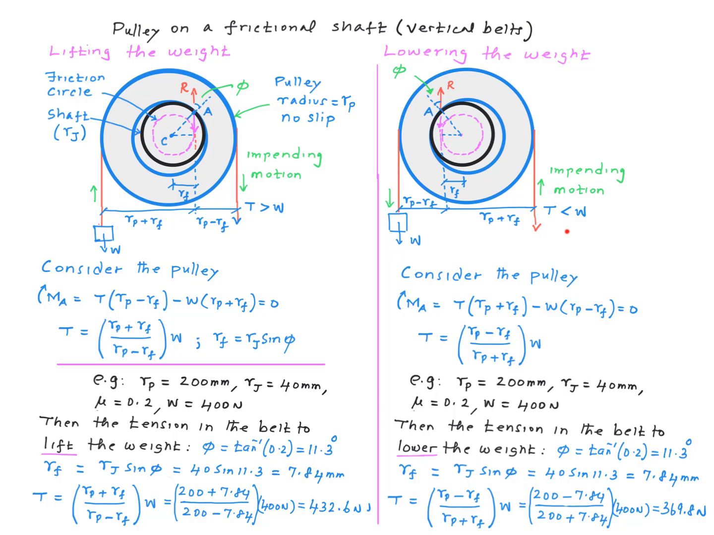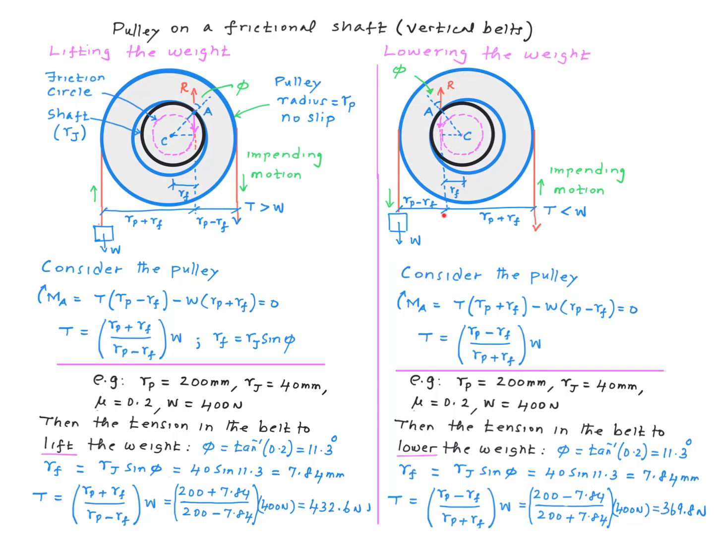And in this case, T is going to be less than W, and therefore the torque due to the forces in the belt is going to be counterclockwise. So you need a countering moment in the clockwise direction. The contact force R will have to be on the left side this time. So the contact A moves to the left of the vertical passing through the center of the shaft.